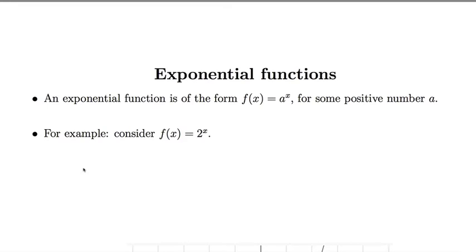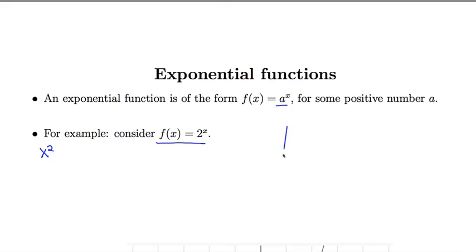An exponential function is of the form a to the x for a positive number a. For example, f of x equals 2 to the x is an exponential function. How is this different from something like x squared? It looks similar, but it turns out to be very different. X squared has a variable raised to a power. In exponential functions, the variable is the power. The variable is in the exponent.